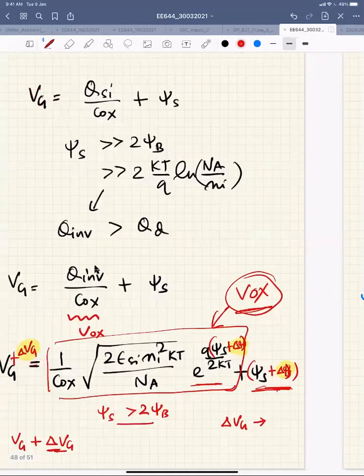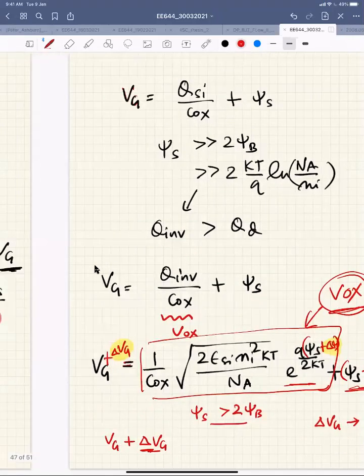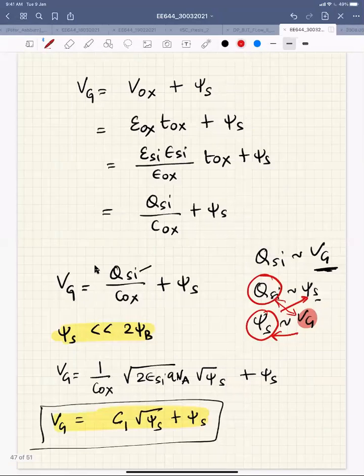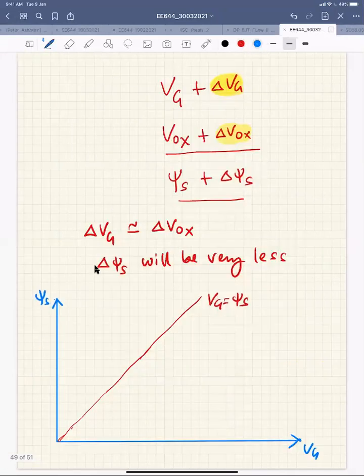So if you look at this equation, when Vg is small, the transistor is in depletion. In the depletion part, your Vg equals C1 root psi s plus psi s. So definitely your Vg is not equal to psi s; your psi s is less than Vg. So you will have something like this. This will increase, but at a lower slope. So Vg versus psi s will be like this.